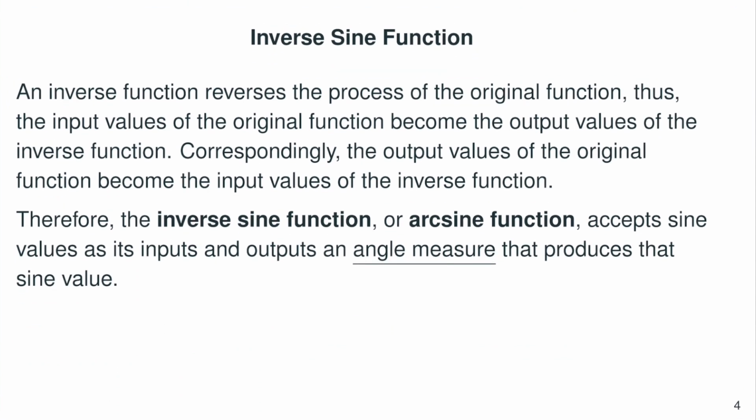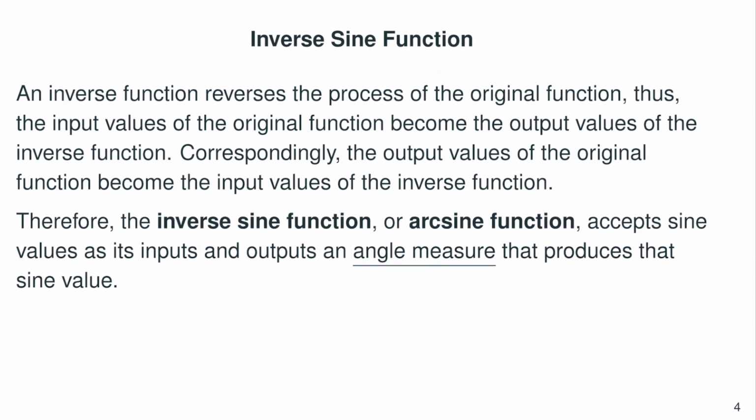So let's look at the inverse sine function. The inverse sine function reverses, that's what the inverse is implying here, the process of the original function. Thus, the input value of the original function becomes the output value of the inverse function, and the output value of the original function becomes the input value of the inverse function. We call it the inverse sine function, and we also call it arc sine.